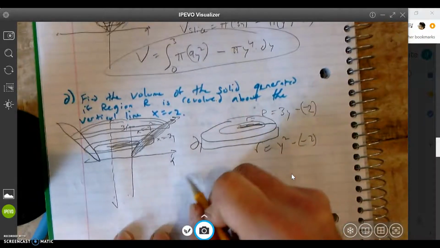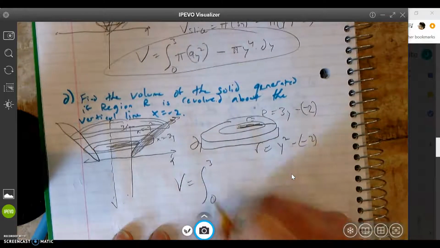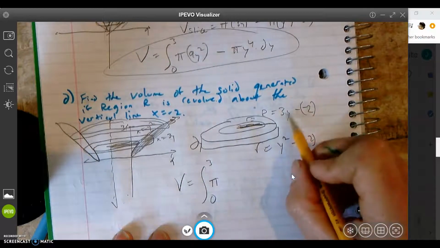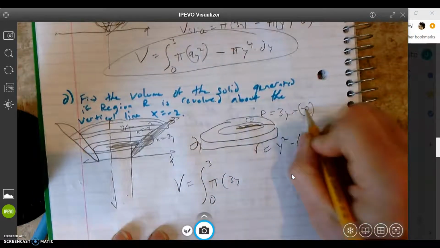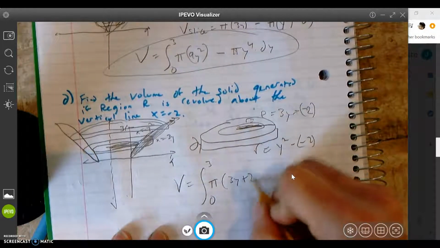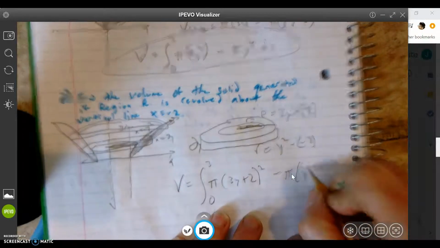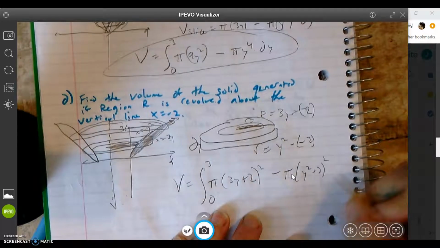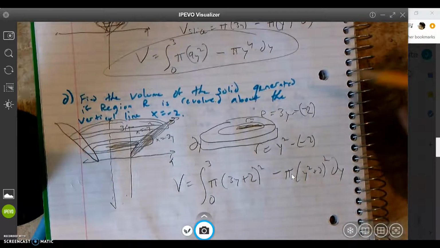And then last but not least, we can do the full volume. We don't have to do the slice if we're good at it. So 0 and 3 of pi times the big radius, which is 3y minus -2, which is plus 2, squared, minus the small circle you have to cut out, y squared plus 2, squared, times the width of the infinite amount. There you go. dy.